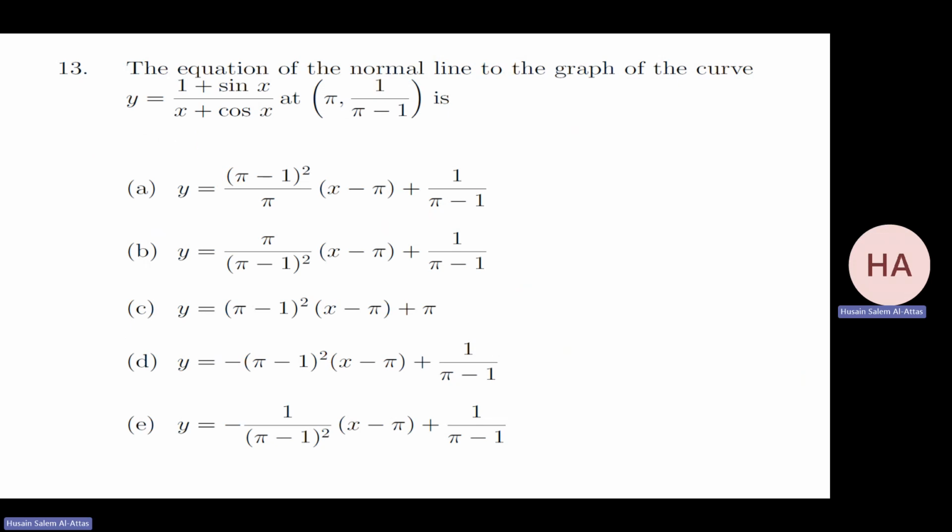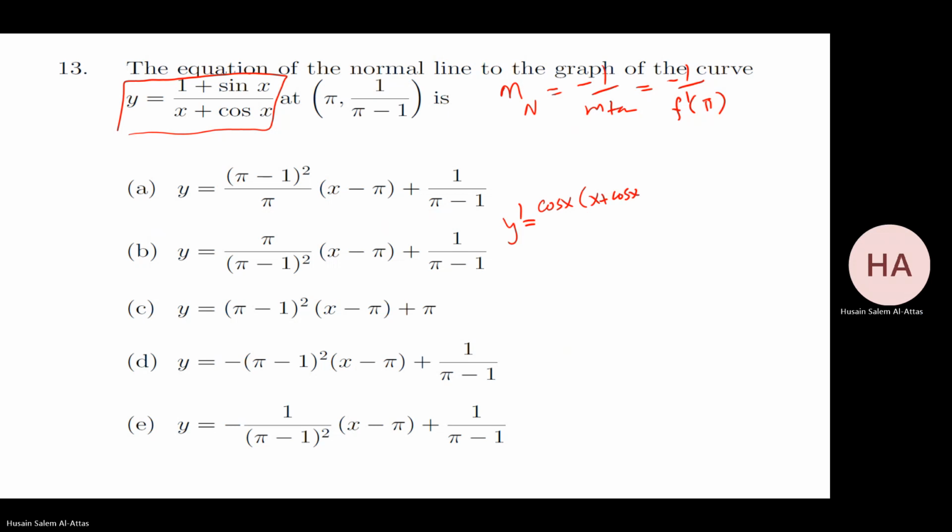Okay. The equation of the normal to the graph of this: m normal equals minus 1 over m tangent, which is minus 1 over f prime at pi. So to find y prime, this is a quotient: derivative of the numerator, cosine x, times the denominator, minus derivative of the denominator times the numerator, over the denominator squared.